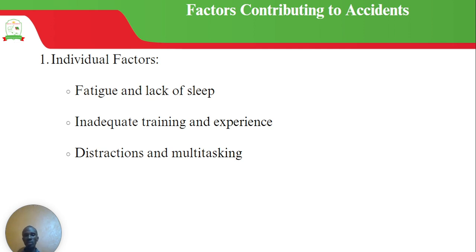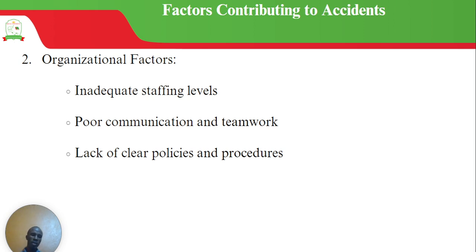Then distractions and multitasking, especially now that we are in this social media era, people want to use their phones even when they're working on patients, and this can always lead to these accidents that we are talking about here. Then when we look at organizational factors, we want to examine those factors that exist in that healthcare organization or the healthcare system that could lead to these accidents. Things like inadequate staffing levels, which can lead to that work overload on those people who are there and end up making these mistakes, which lead to those accidents.